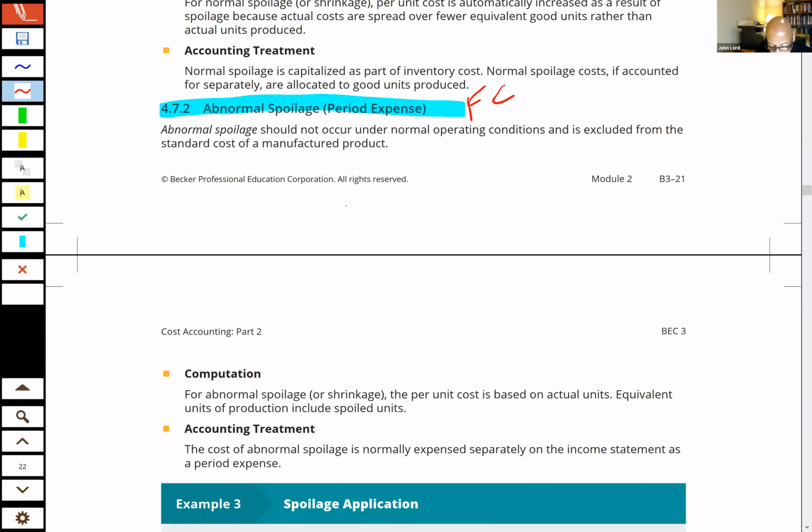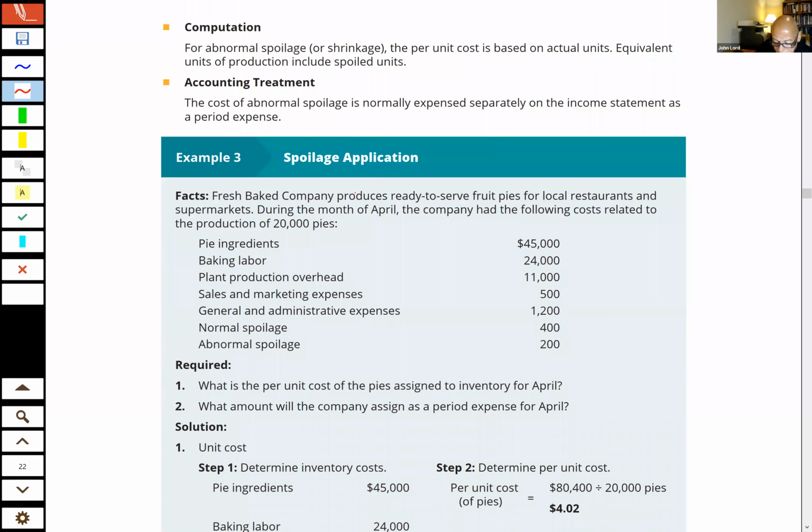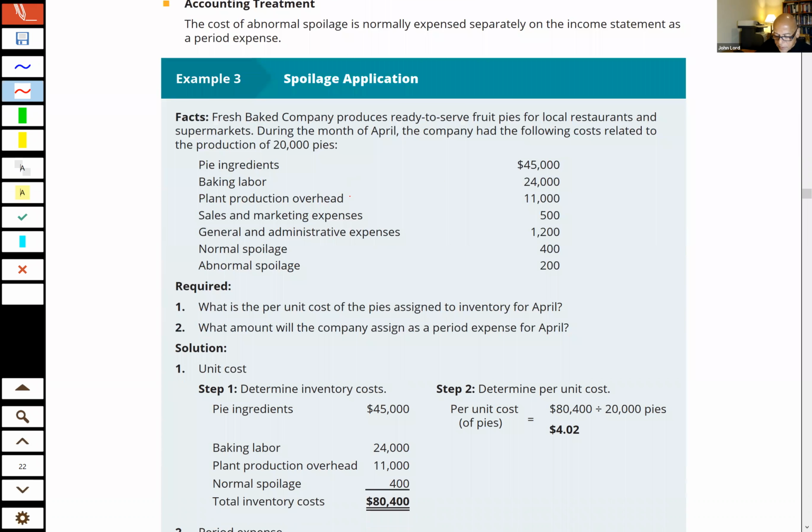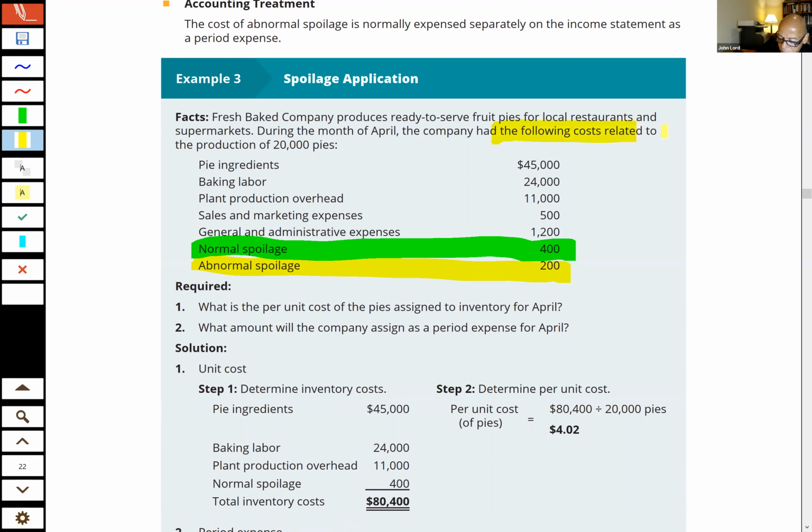And then if you look at this example, they give us these different items, including normal spoilage and abnormal spoilage. Normal spoilage is an inventory cost. Abnormal spoilage is a period cost. So they tell us that they produced 20,000 good pies, not spoiled pies. You don't count a spoiled pie as something that's been produced.